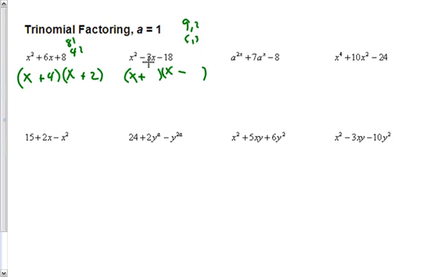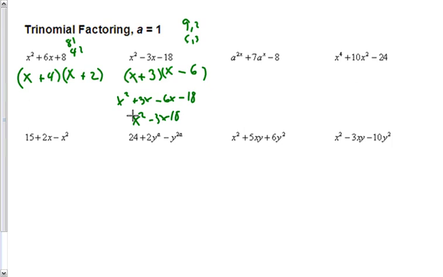All right? Now, because it's negative, the bigger one's going to be negative. So 6 has got to be negative. That's got to be positive. If you check it, x times x is x squared. 3 times x is 3x. X times negative 6 is minus 6x. 3 times negative 6 is minus 18. And then if you combine those like terms, you get x squared minus 3x minus 18. Checks out perfectly. All right, harder one.